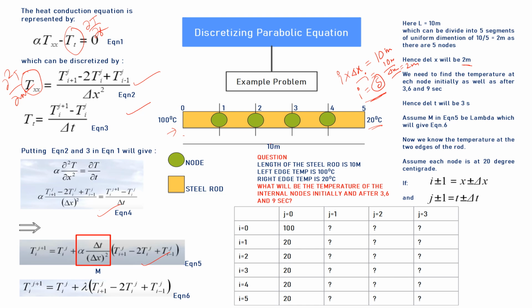Now our problem is, as I have already discussed, that I want to know the temperature at each node i. What is the temperature at i equal to 1, i equal to 2, i equal to 3, 4, 5? Here it is written for a time increment of 3 seconds. That means the length of the steel rod is 10 meters, the left edge is given 100 degrees centigrade, and the right edge is given 20 degrees centigrade. Our question is, what will be the temperature of the internal nodes?